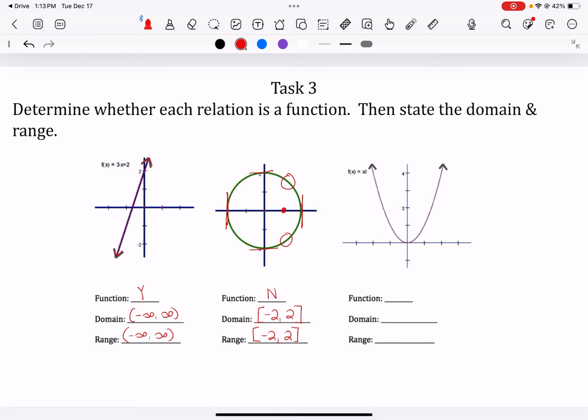The third one, each x value has one y value, so this would be a function. For the domain, since it has arrows on each end, it's continuously going to the left and the right, so our domain is -infinity to infinity. The range, the low point is 0, and the high point is infinity because it continuously goes up forever.